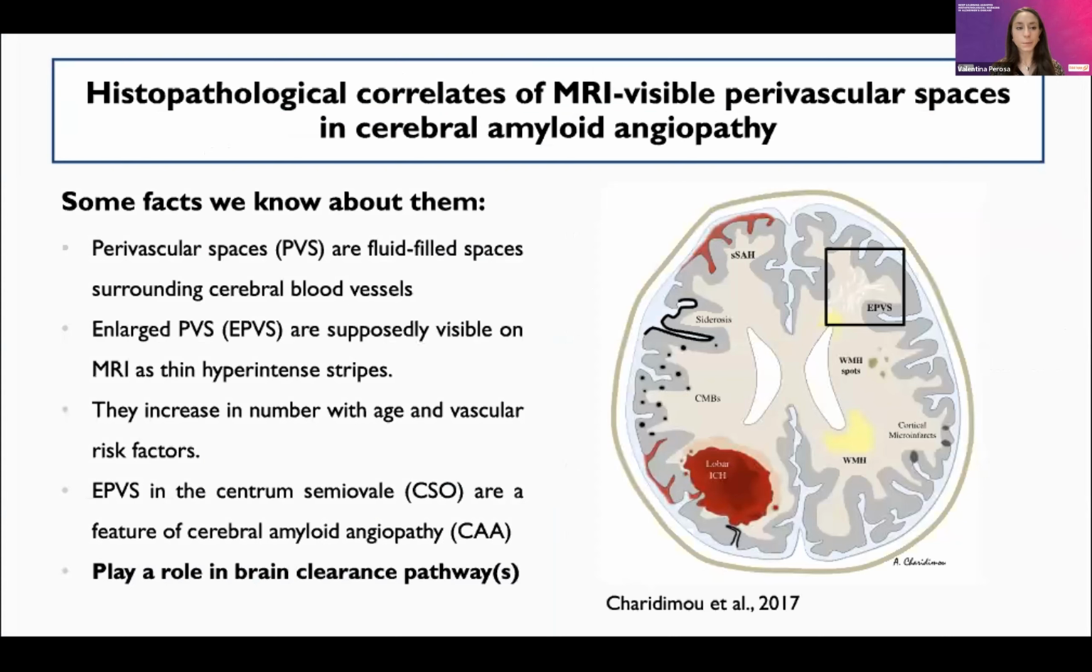So one project in which having these measures has proven to be particularly advantageous was one that we performed on the histopathological correlates of MRI visible perivascular spaces in CAA. So perivascular spaces have actually been identified 150 years ago already, and we know many things about them. So we know that they are fluid-filled spaces that surround the cerebral small vessels, especially the smaller ones. We also suppose that they are visible in MRI as thin hyperintense stripes when enlarged, as I was saying before, on the T2 weighted MRI.